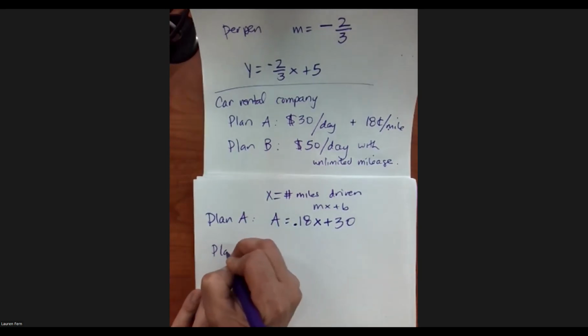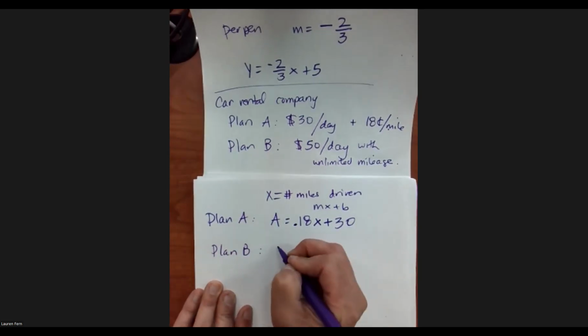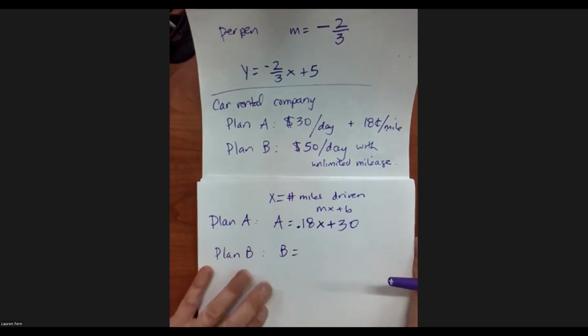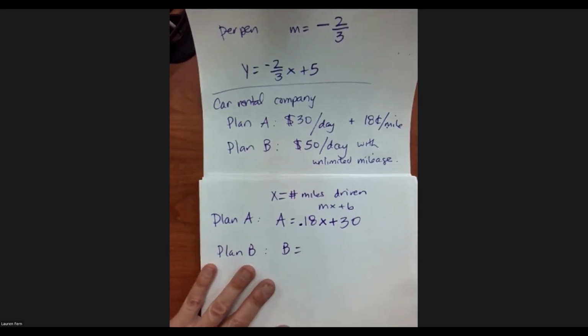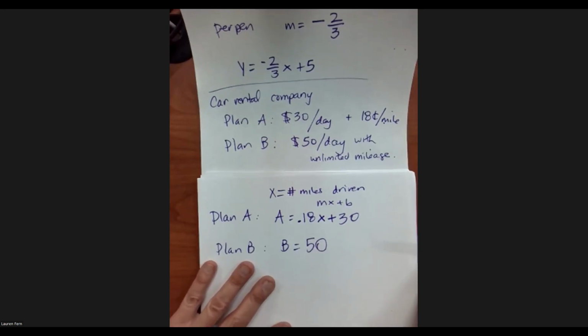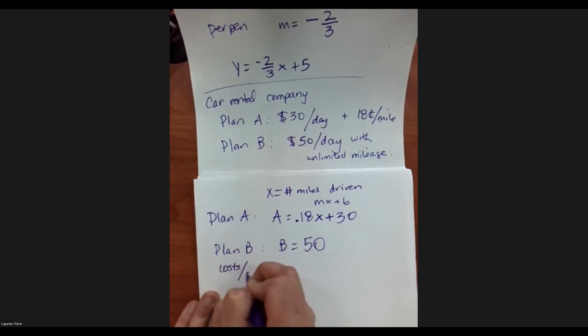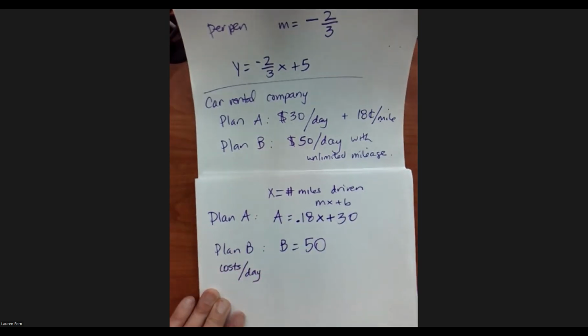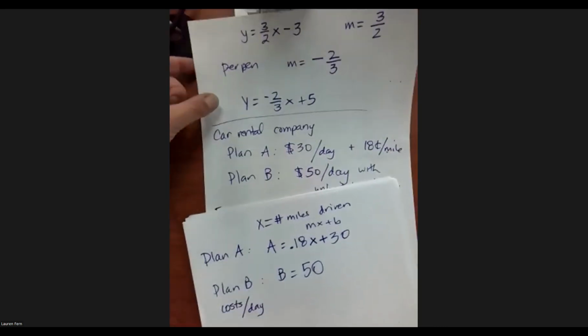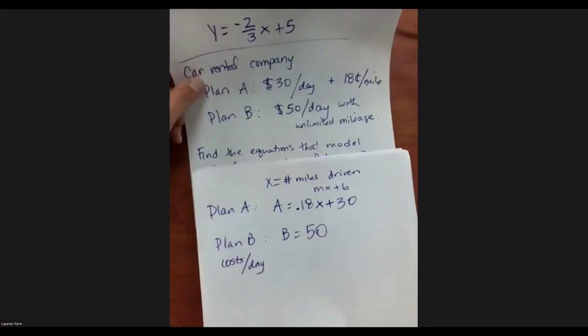Okay, how about plan B? And let's just assume it's for one day. It's just a constant $50. Okay, and these are our costs per day. Any questions on finding the equations?